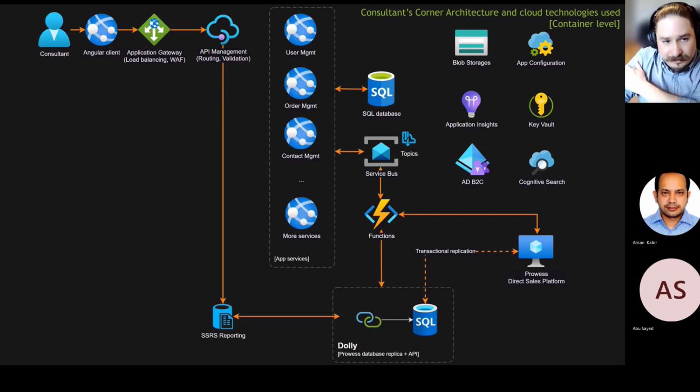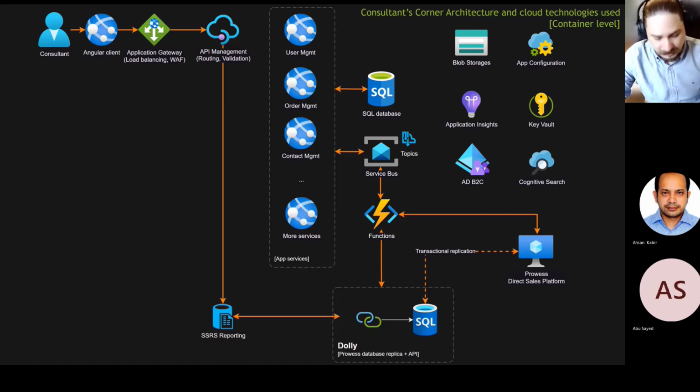These 2 pieces are doing the load balancing, the routing, the validation, and it is also doing the authentication stuff. We'll see that later. And we have the app services in the middle here that are going to be targeted by the API management.